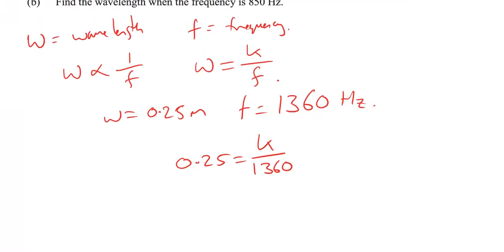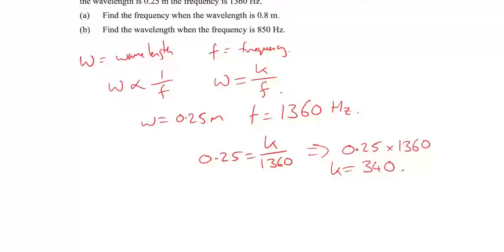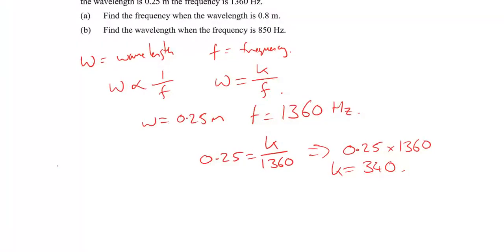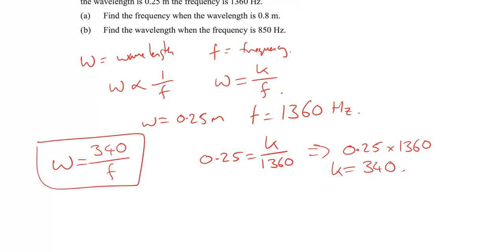So in order to find out what K is, I'll need to do 0.25 times 1360. If I work that out, I get 340. So K is 340. So finishing this off, let's write out that equation in final form. We can say W equals 340 over F. Now we're in a situation where we can answer these questions.